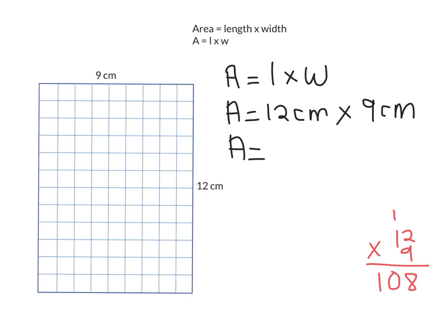So area equals 12 centimeters by 9 centimeters. I would go ahead and put that in, so it equals 108. And then I have my centimeters here, which I need to also multiply. As we talked about in the previous slide, this becomes centimeters squared. Therefore, the area of this shape would be 108 centimeters squared. And again, that's the total area or total amount this shape would occupy.